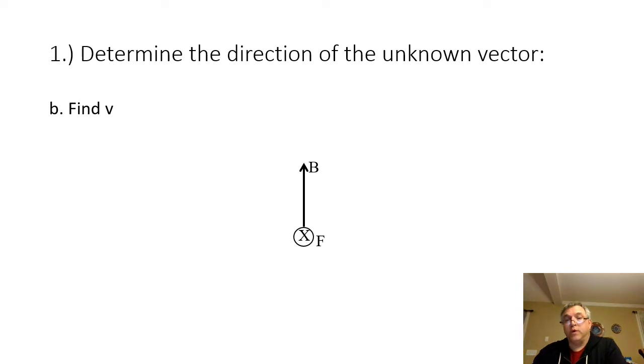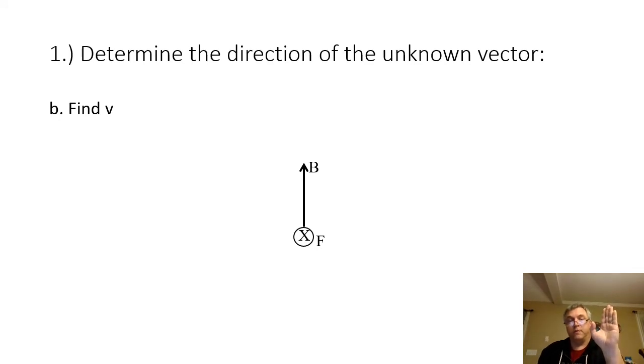The next one wants us to find the velocity. That would be our third right-hand rule. The third right-hand rule is very similar to the second right-hand rule. My thumb is still the force. My palm is still the magnetic field, but my fingers now become the direction of the velocity or the direction of the motion of the particle.